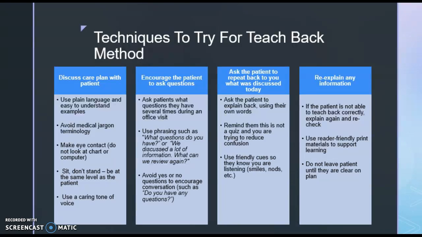One phrasing that I personally like to use, from AHRQ, is: we discussed a lot of information today. What can we review again? That opens them to think back to the conversation and really think about what they don't know and what they don't understand. And then as we move on to asking them to repeat what's been discussed, make sure again that you let them know this is not a test and they're not being judged. This is really for their benefit, making sure that everything's cleared up, and that we just want to know what they don't understand, so that when they leave the office, they're feeling comfortable.